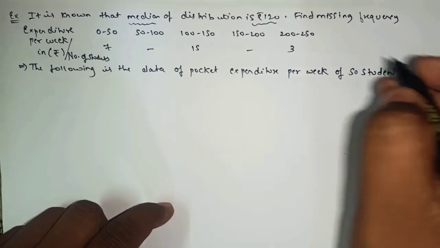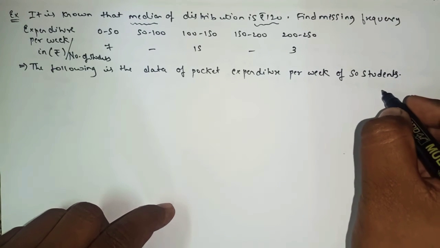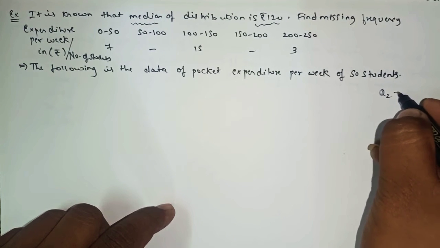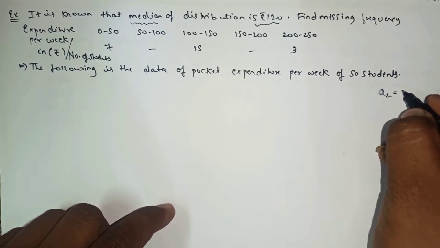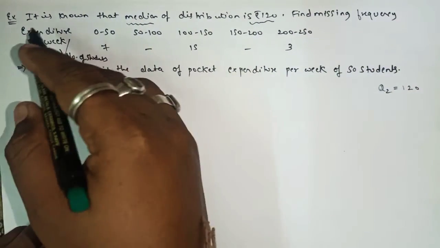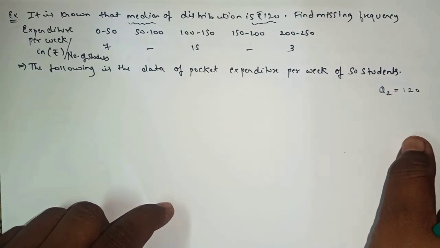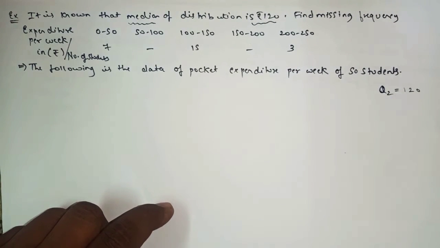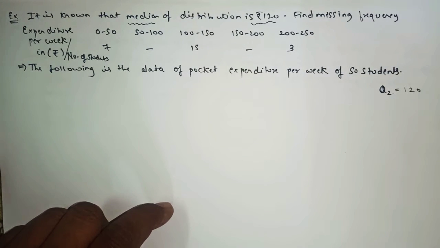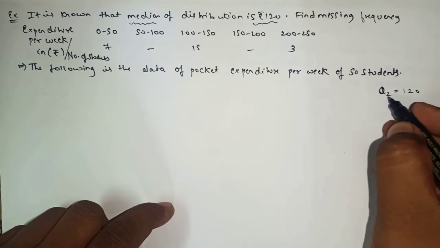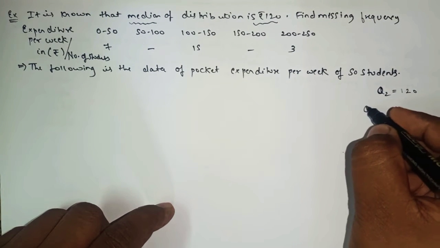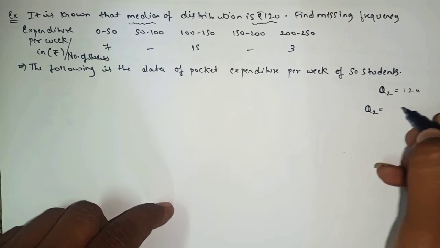Median means the central value, and it is known as Q2. Yes or no? So with respect to the first sentence, we come to the conclusion that for this sum the value of Q2 is equal to 120. As we have the value of Q2, of course we have to apply the formula of Q2. So what is the formula for Q2?